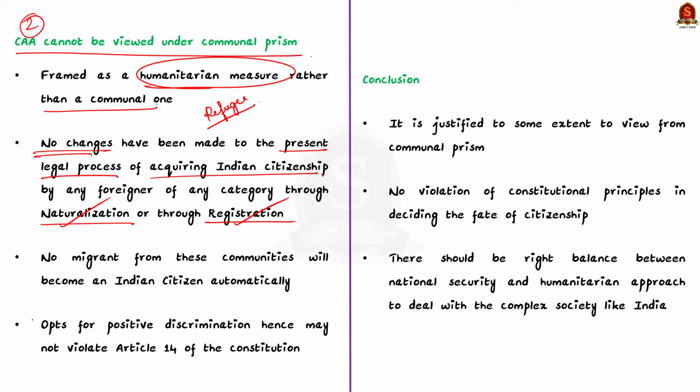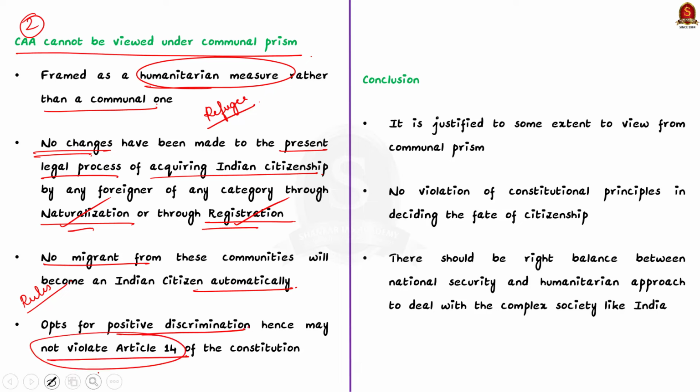Thirdly, the central government has implemented the rules to operationalize the provisions of CAA. So this means that no migrant from these communities will become an Indian citizen automatically. They will have to apply online and the competent authority would see whether they fulfill all the qualifications for registration or naturalization. Finally, it opts for positive discrimination. Hence, it may not violate Article 14 of the Constitution.